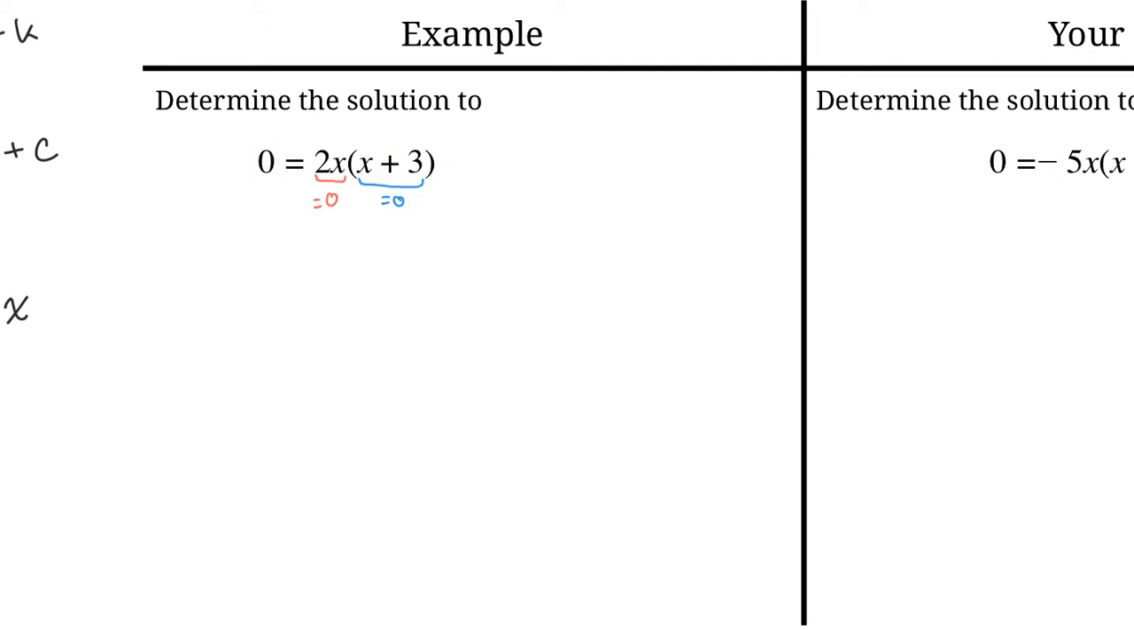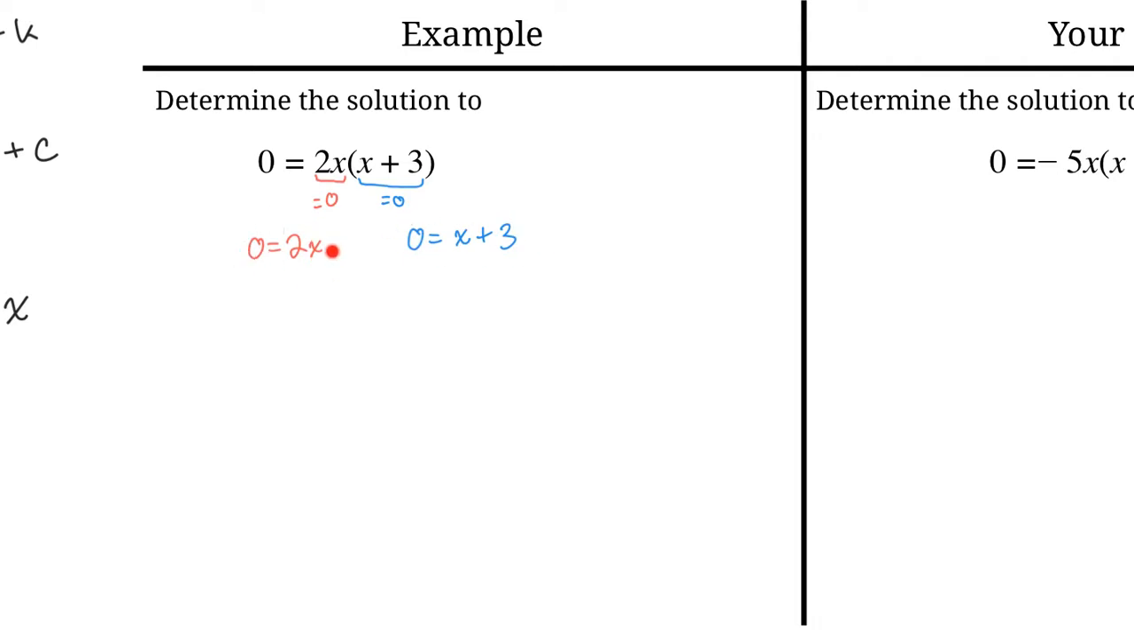So we're going to solve whatever value of x will make 2x equal to 0, and then we also need to solve whatever value of x makes x plus 3 equal to 0. So we need to break apart this equation. So we're finding the value of x that makes 0 equal to 2x, and we also want to find the value of x that makes 0 equal to x plus 3. We've broken up this equation into two separate equations, two smaller equations. So we need to solve these smaller equations separately.